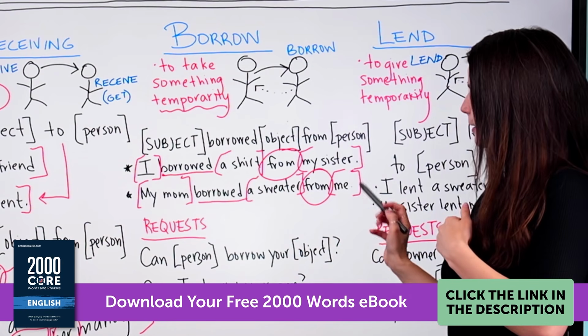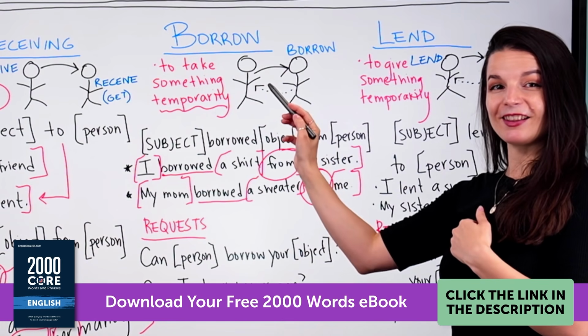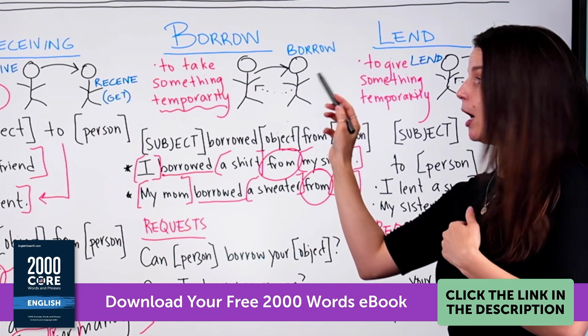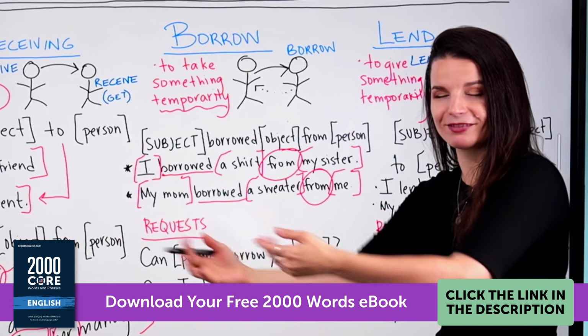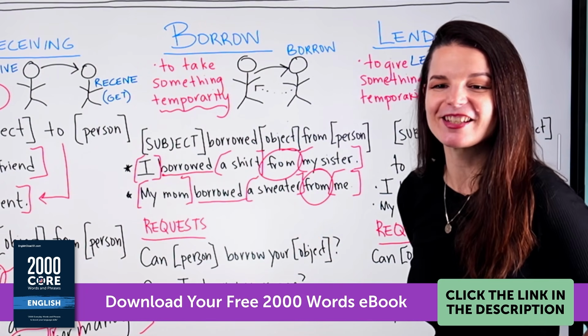In this sentence, this is me. This is my mom, okay? So my mom borrowed a sweater from me. This means she will give it back, I hope. Okay? Let me see your example sentences.